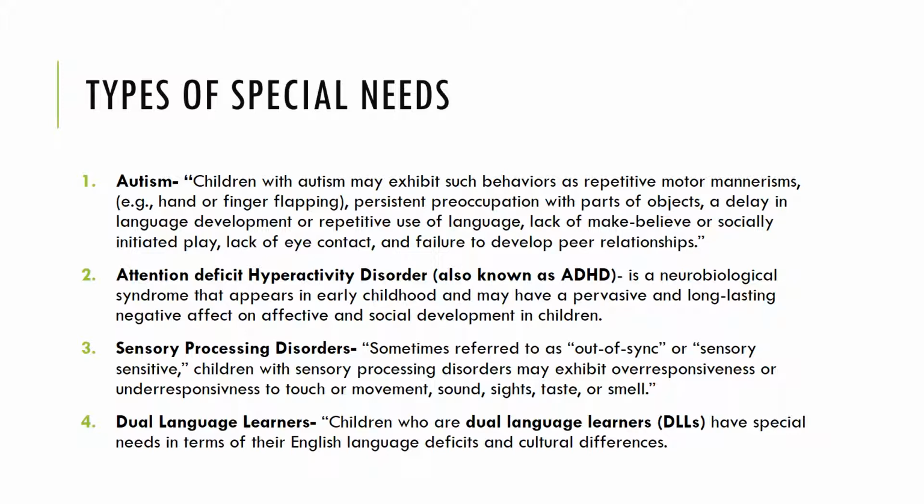Number 2, attention deficit hyperactivity disorder, also known as ADHD. It's a neurobiological syndrome that appears in early childhood and may have a pervasive and long-lasting negative effect on affective and social development in children. Page 314 says, according to statistics from the Federal Centers for Disease Control and Prevention, 11% of school-age children have been diagnosed as ADHD, a 53% rise in the past decades. About 2/3 of children diagnosed are receiving stimulants such as Ritalin or Adderall, and pediatric neurologists and physicians have expressed concern. So there is a way to not prevent, but to help treat ADHD.